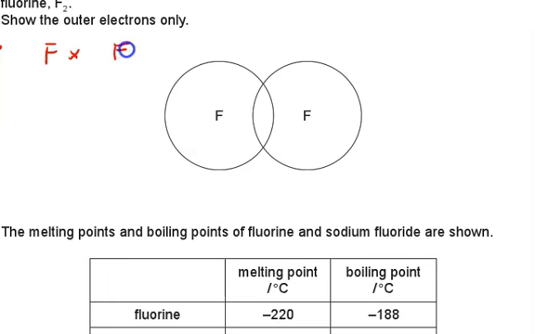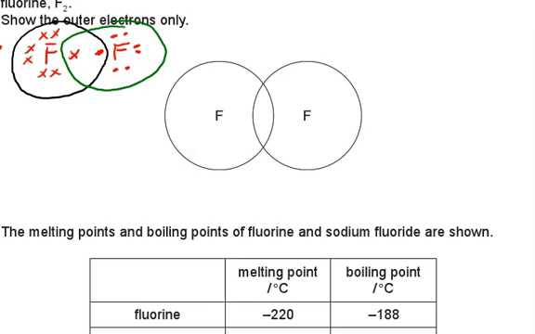We can draw the Lewis structure first. So for this fluorine you have crosses, and for this fluorine you have dots. Okay, so now if we label this, we will have it like this, and they have a single bond. So this is what you have to draw.